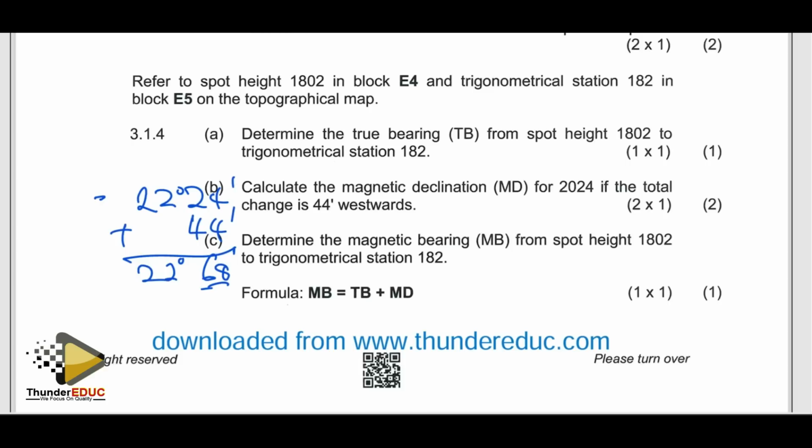So if you subtract 60, we remain with 8 minutes here, and we add 1 to the degree value. It gives us 23 degrees 08 minutes. That is the size of the angle in 2024. The magnetic declination angle in 2024 will be 23 degrees and 8 minutes. Right, we move on to the next question.